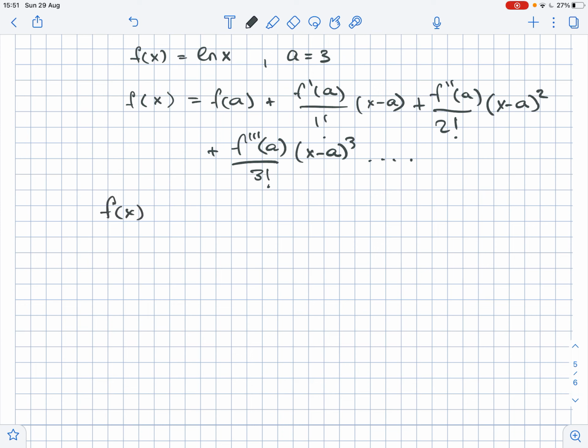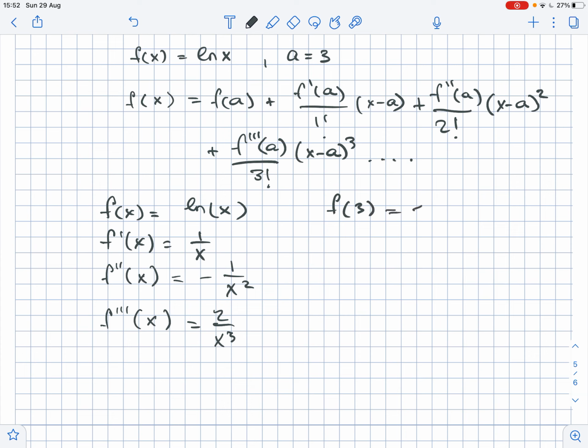Here f of x equals ln of x and a equals 3. So let's find the derivatives of f of x. So f of x equals ln of x. f prime of x equals 1 over x. The second order derivative of f of x equals negative 1 over x squared. And the third order derivative of f of x equals 2 over x cubed.